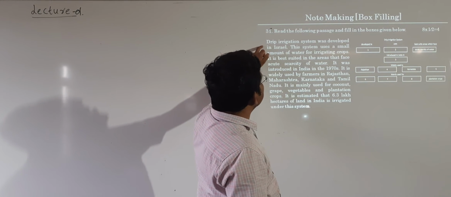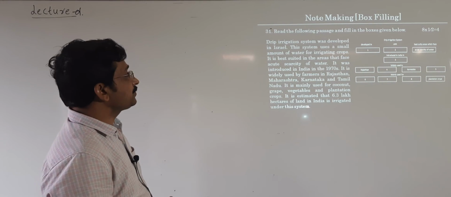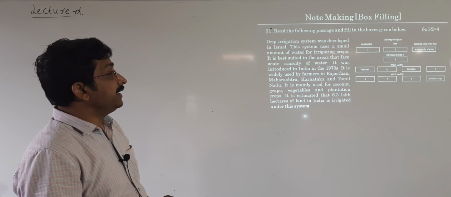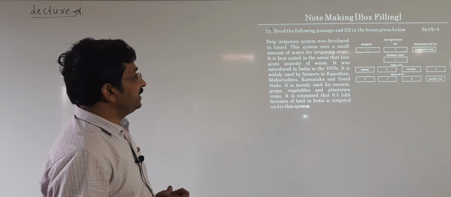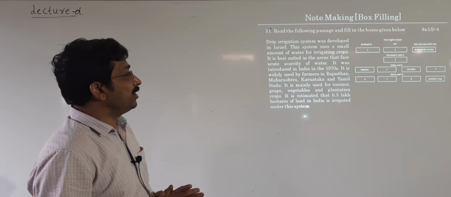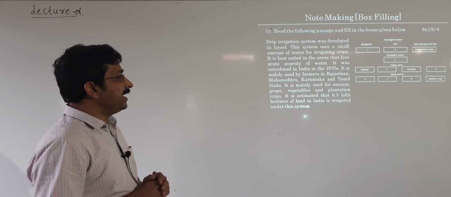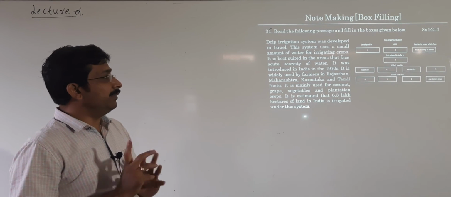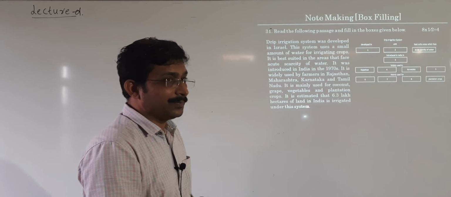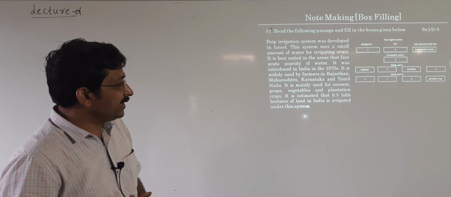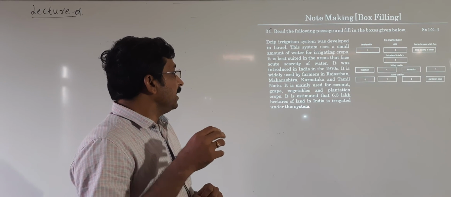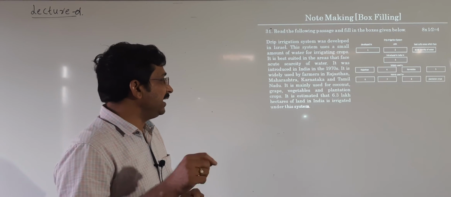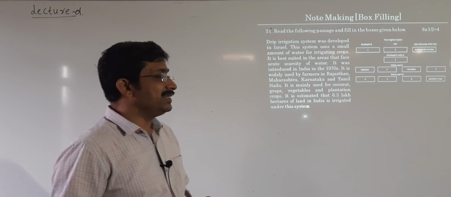Now, drip irrigation system was developed in Israel. This system uses a small amount of water for irrigating crops. It is best suited in the areas that face acute scarcity of water. It was introduced in India in the 1970s. It is widely used by farmers in Rajasthan, Maharashtra, Karnataka and Tamil Nadu. It is mainly used for coconut, grapes, vegetables and plantation crops. It is estimated that 6.3 lakh hectares of land in India is irrigated under this system.